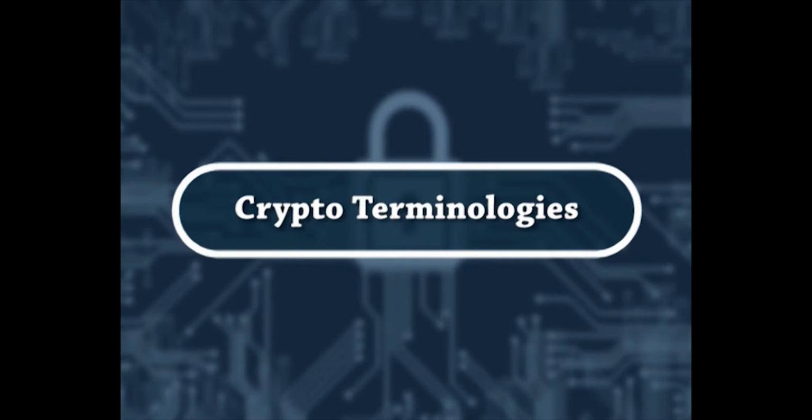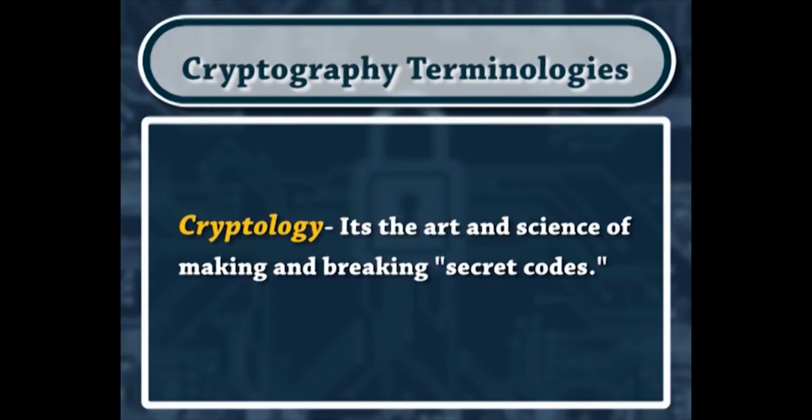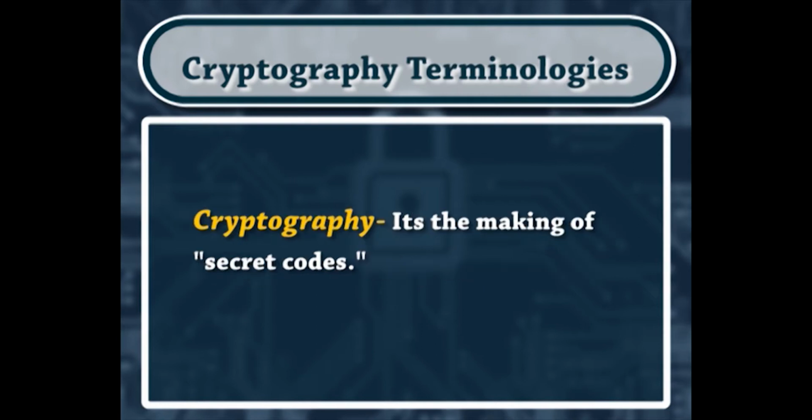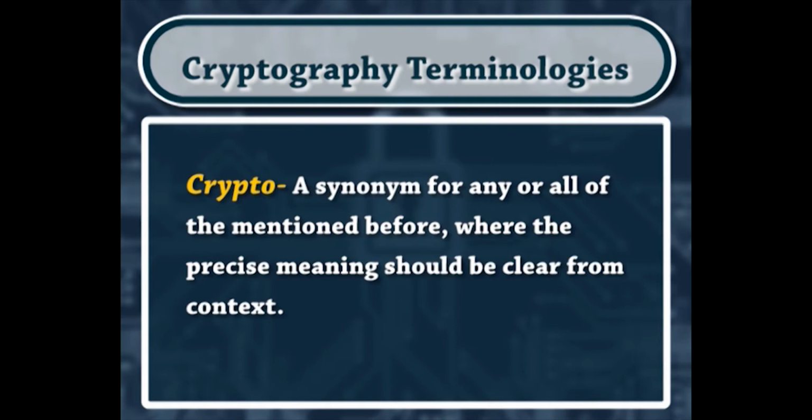In this session, we will discuss cryptographic techniques. Before discussing cryptographic techniques, let's have a quick look at crypto terminologies. The basic terminology of crypto includes: Number 1, cryptology, the art and science of making and breaking secret codes. Cryptography, the making of secret codes. Cryptanalysis, the breaking of secret codes. Crypto, a synonym for any or all of the mentioned before, where the precise meaning should be clear from context.